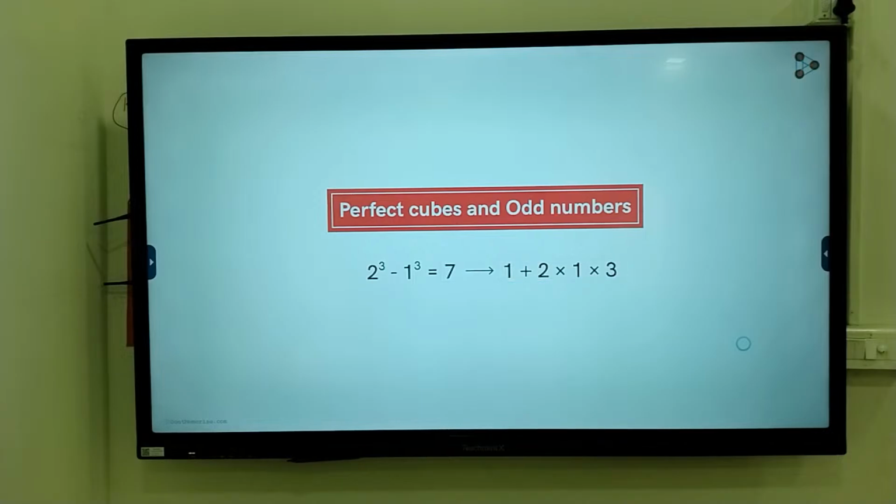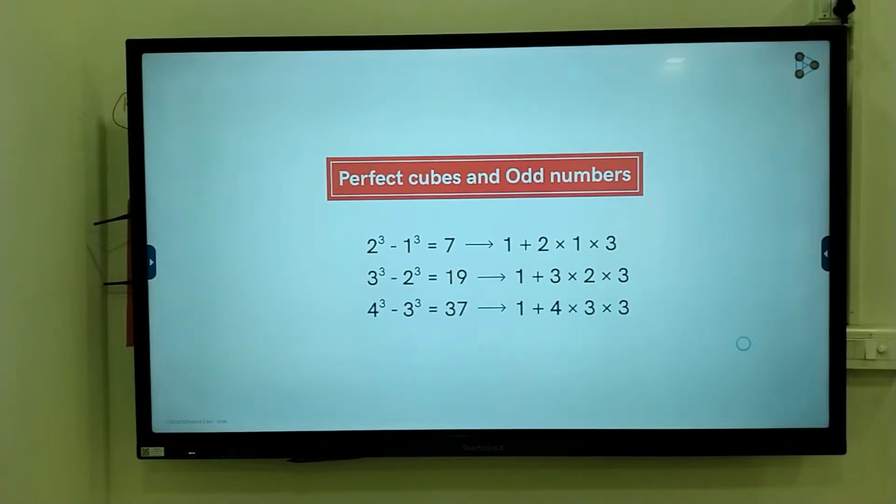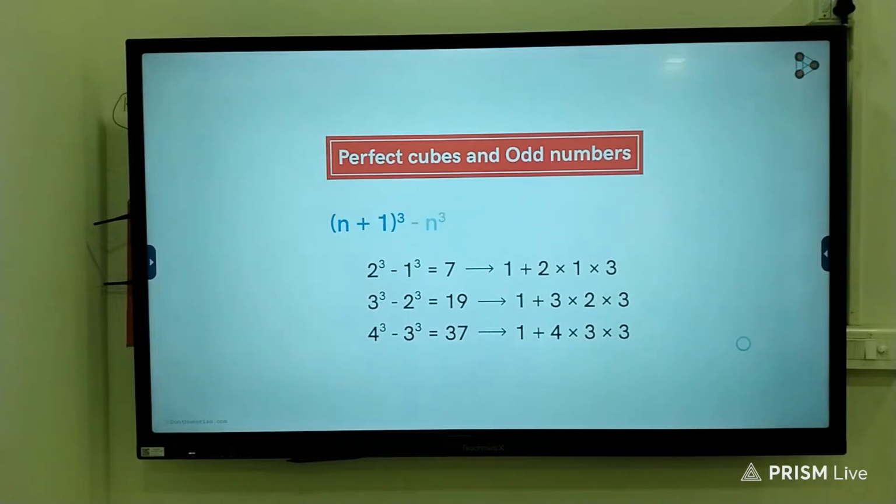Let's understand this. Observe that by writing it in this fashion, we can form a pattern here. 2 cubed minus 1 cubed can be represented as 1 plus the first number, which is 2, multiplied by the second number, 1, multiplied by 3. Similarly, we can represent the difference between the cubes of the next two consecutive natural numbers as shown. So in general, for two consecutive natural numbers n and n plus 1, we have (n plus 1) whole cube minus n cubed equal to 1 plus (n plus 1) into n into 3.